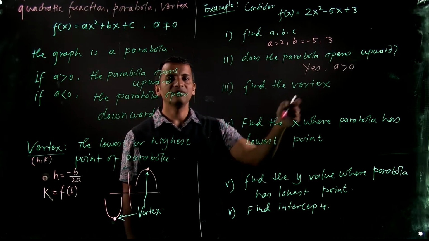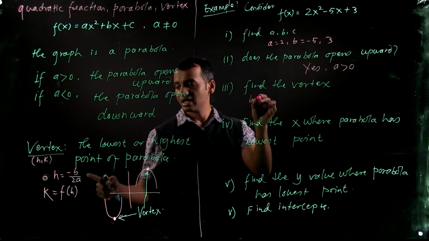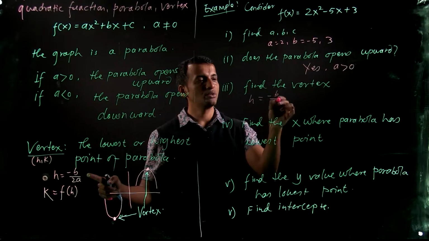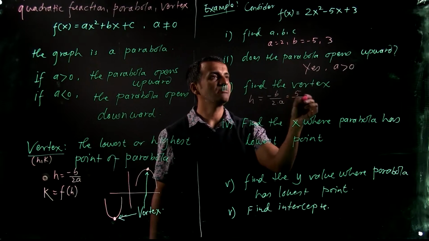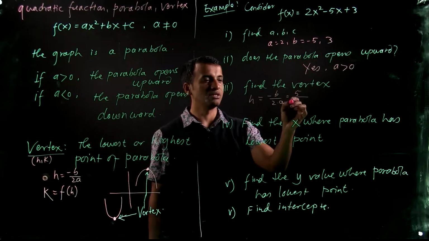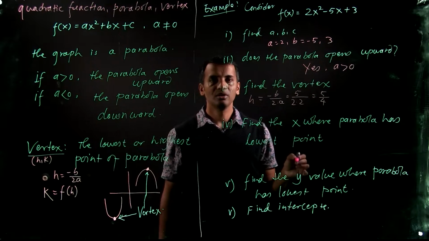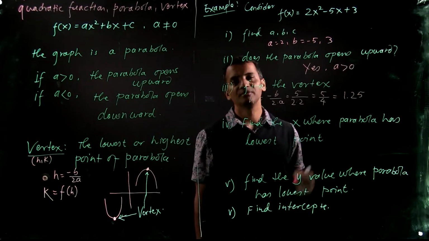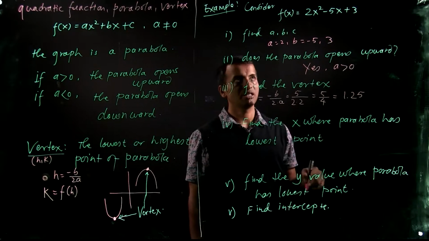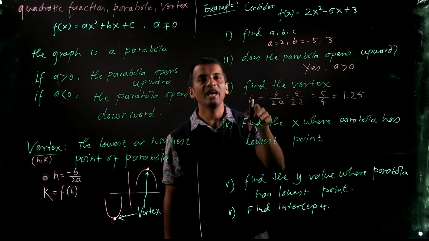Now find the vertex. You use that formula, right? h can be found using negative b over 2 times a. Negative b will be 5, because negative 5 becomes positive 5. 2 times 2 is 4, so that is 5 over 4, or in other words 1.25. If you want to write 5 over 4, that's fine, or you can write 1.25. This is the h.